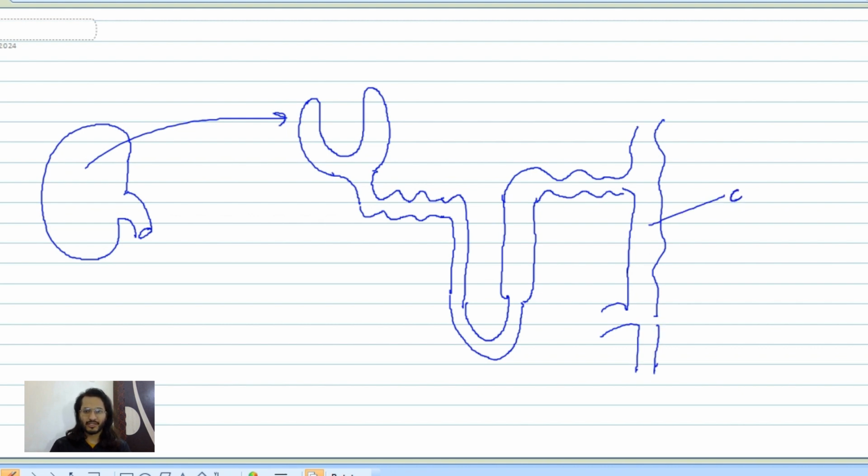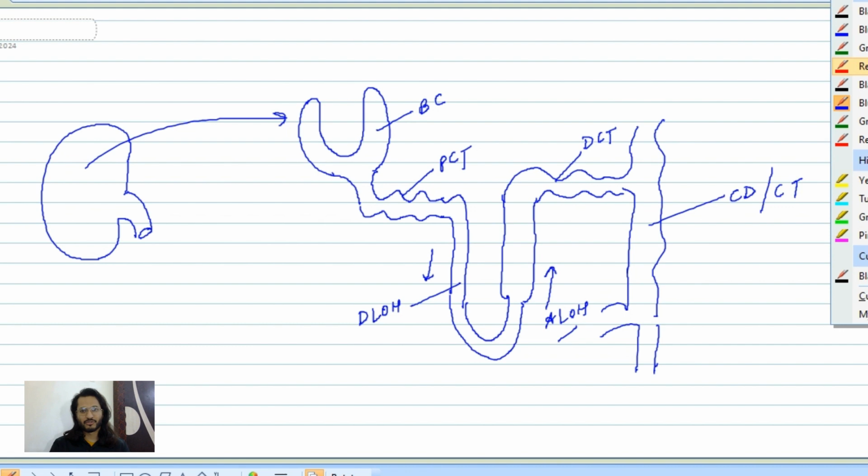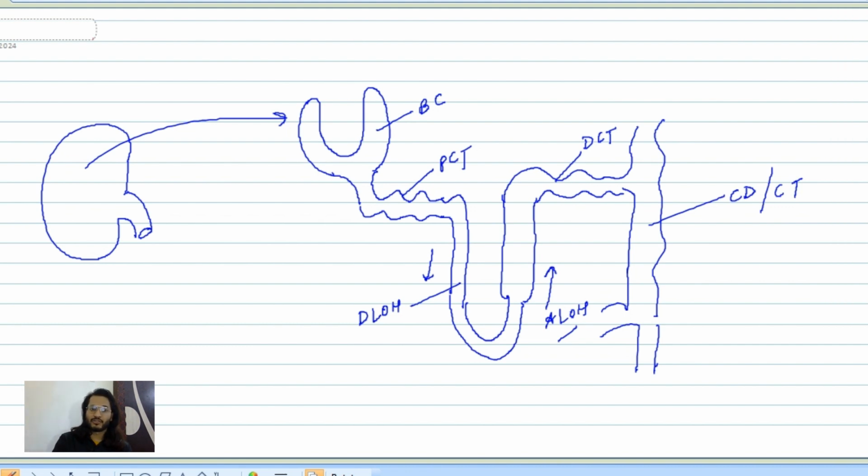Let me write here: collecting duct, or collecting tubule. This is the DCT, distal convoluted tubule, PCT, proximal convoluted tubule, and this is the BC, Bowman's capsule. This is the descending loop of Henle, and this is the ascending loop of Henle. Why are we talking about the nephron structure? Because of the ADH hormone, antidiuretic hormone, which is synthesized in the hypothalamus.